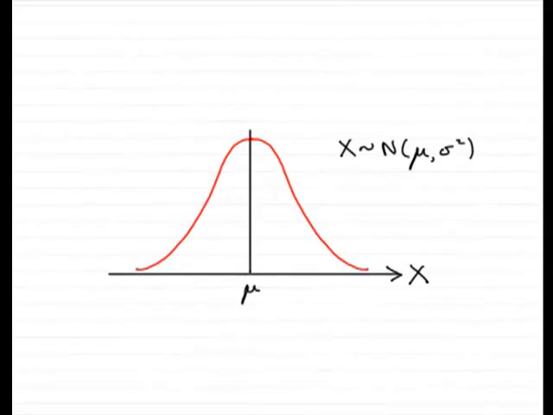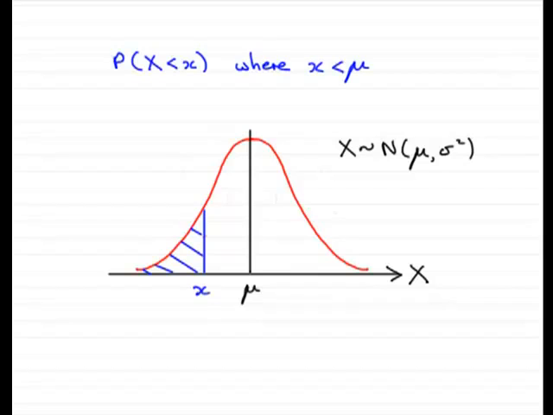Hi, welcome to this tutorial on the normal distribution. Now in this tutorial what I want to show you is how to work out the probability of being less than an observed value x where the observed value is less than the mean mu. And in order to do that I'm just going to run through an example.